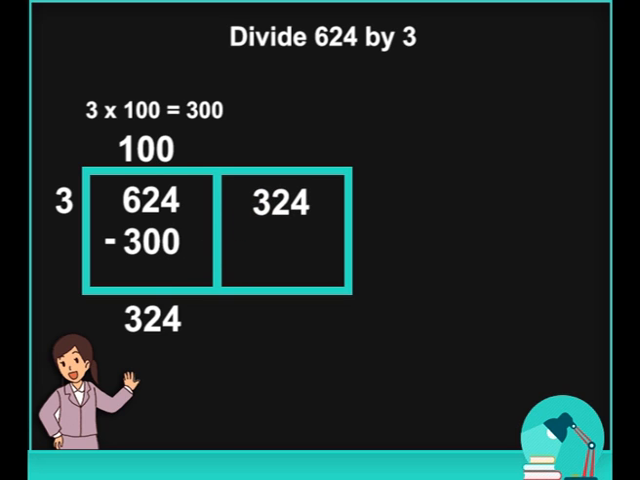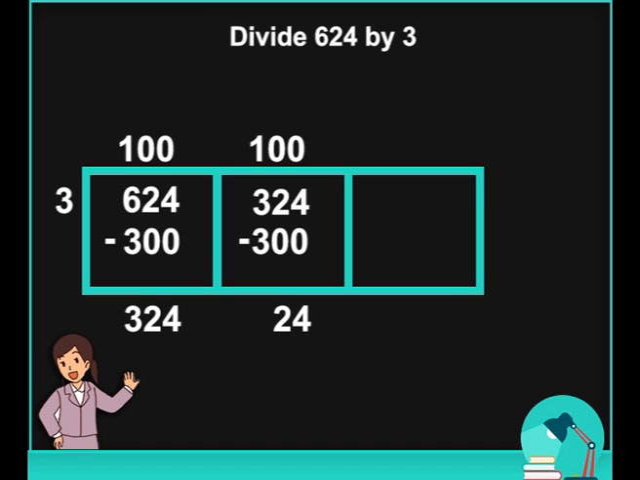The new dividend is now 324. We can go another 100 times. And we know that 3 times 100 is 300. 324 minus 300 gives us 24. Add one more additional box to the right hand side where we will put 24 as dividend. We know that 8 times 3 goes into 24. Therefore, put 8 at the top and 3 times 8, which is 24, below 24. 24 minus 24 gives 0. That means I am left with 0 remainder.